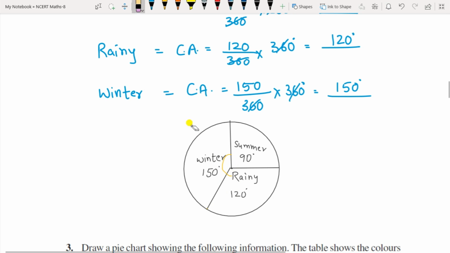Keep the protector this way and mark 150 here. So mark 150 here. That will be your winter. Then the remaining one is the Rainy. That is 120. So this way you can draw your pie chart. First you have to draw any radius. Then go on marking the angle according to the given observation that we found.